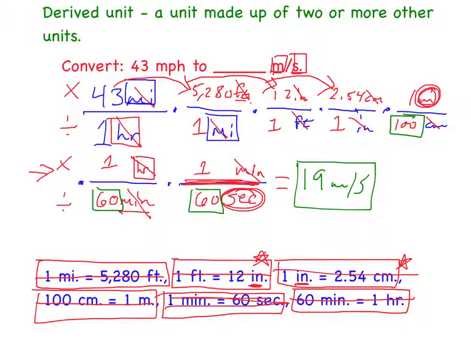And that actually gives us a new conversion factor. I mean, that would be a weird conversion factor to have, but it's true. We could say that 43 miles per hour is equal to 19 meters per second, and that could be a conversion factor in a future problem. Again, that would be a weird one to have, but it would work.